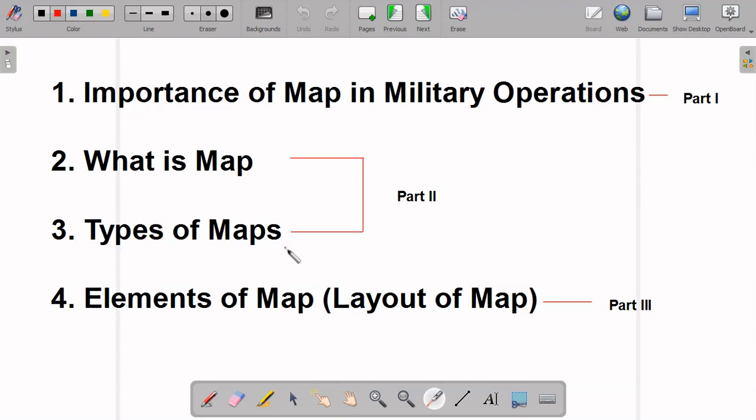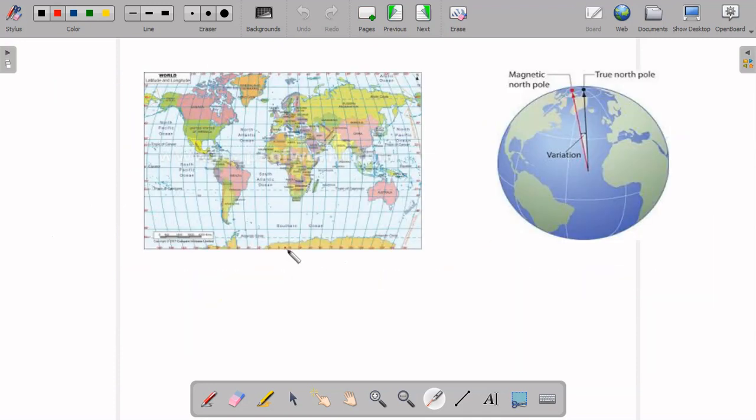So let us try to understand what is meant by map. Map is a drawing which is drawn on a piece of paper or flat surface that gives us information about a place at a particular time. In other words, we can say map is a representation of the real world which is drawn on a flat surface. Actually, the shape of the earth is not as we see it on a piece of paper or as we see it on a map.